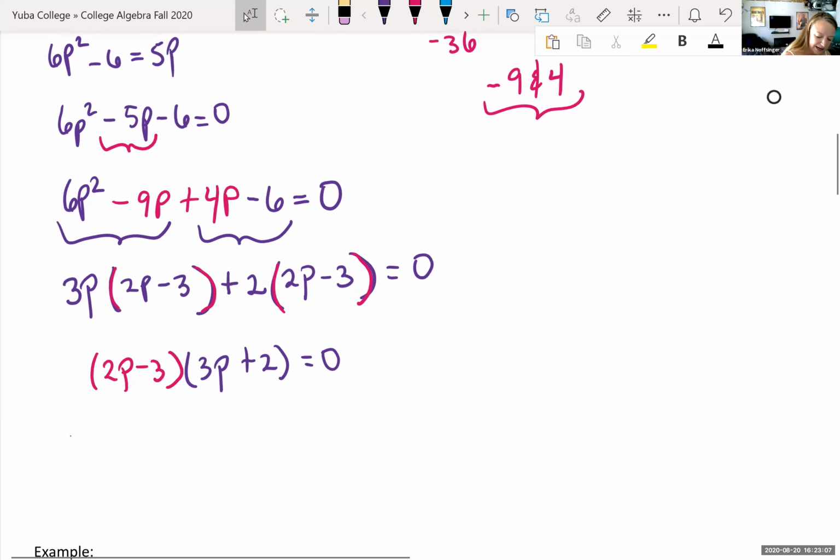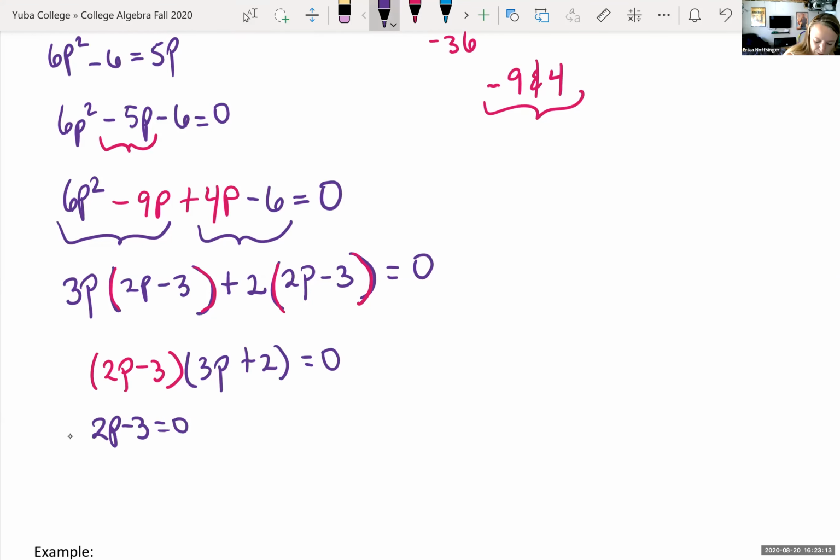And so we're looking at when is 2p minus 3 equal to 0? And when is 3p plus 2 equal to 0? So if we add 3 to both sides for the first equation, we get 2p equals 3. Divide both sides by 2, we get p equals 3/2.